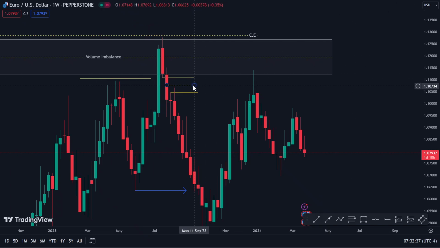Now this 50%, this is our consequent encroachment, and when a fair value gap has been formed, just like in our scenario here, this is a fair value gap. The low of this candle and the very high of this candle forms our fair value gap, and this is the midway point of this gap, that's our consequent encroachment.